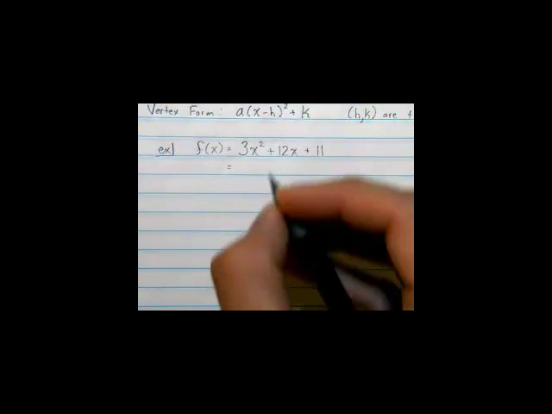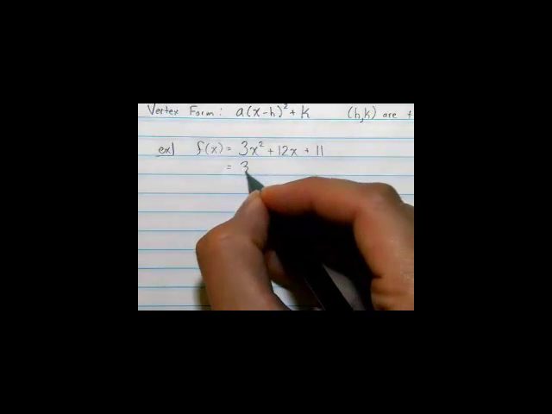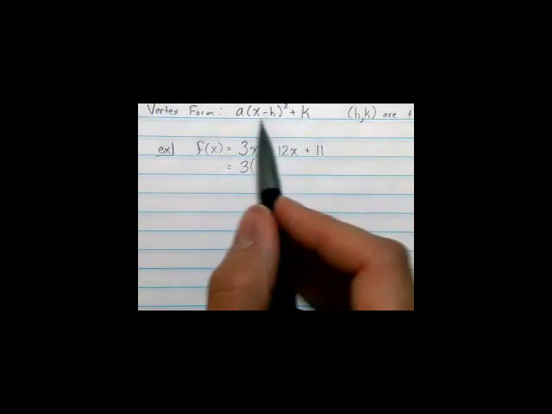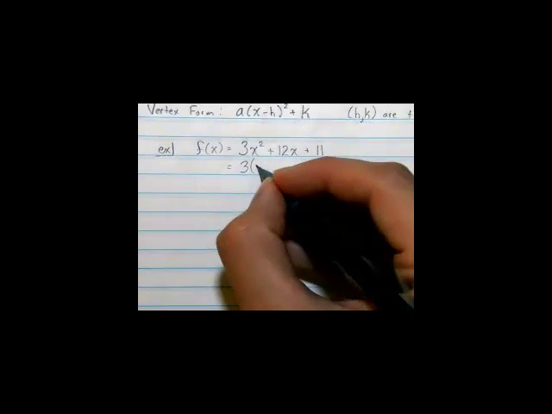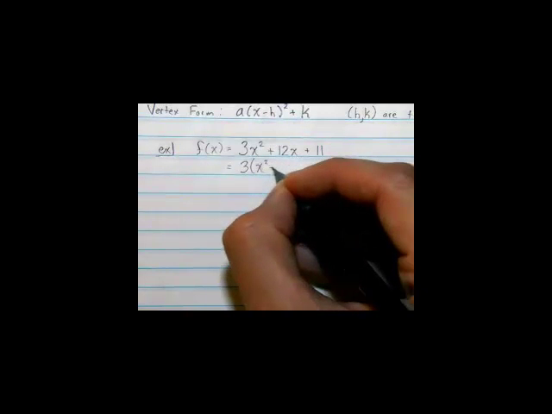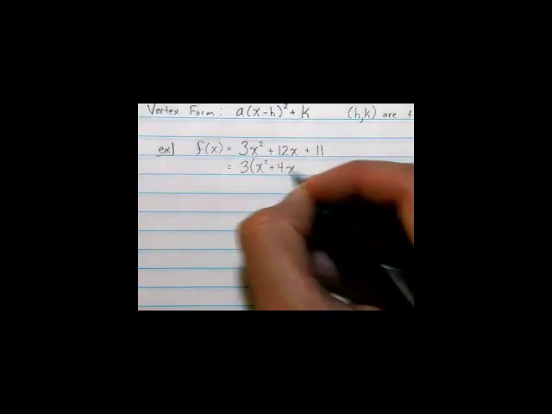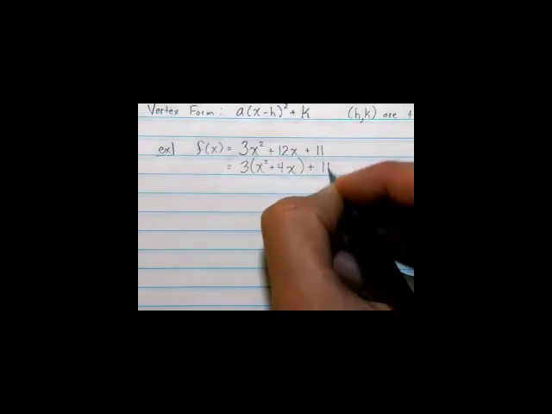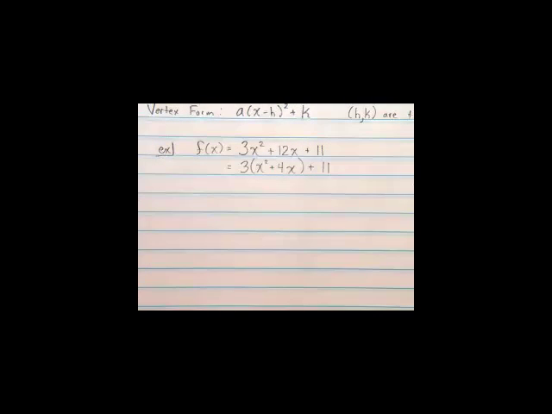But what we're going to do is, remember, we're trying to get it to look like this. So the first step that we do is we factor a number out of the first 2 terms only. So we can take a 3 out. So it looks like that. Okay. Now, do you see how we're getting there? Okay? We know A, and we know K.